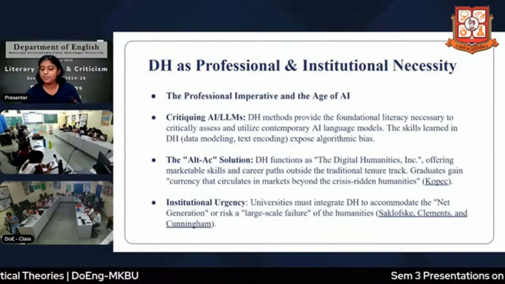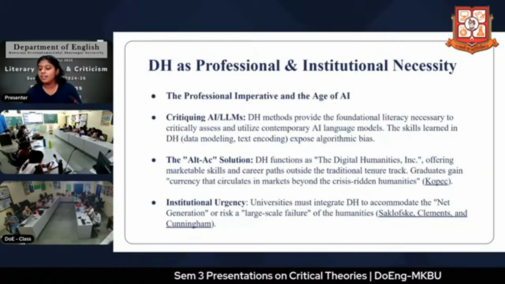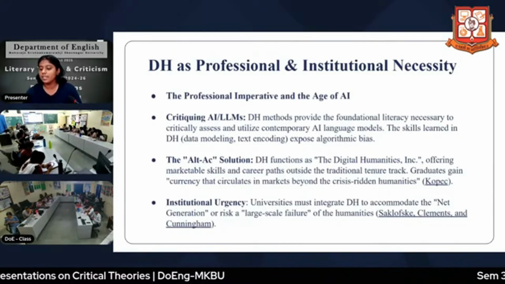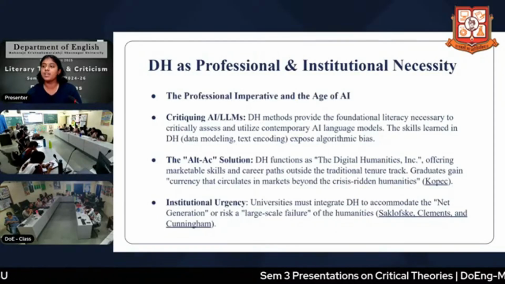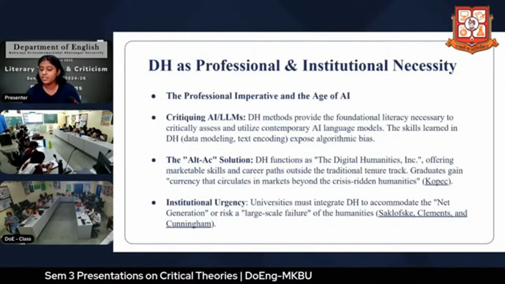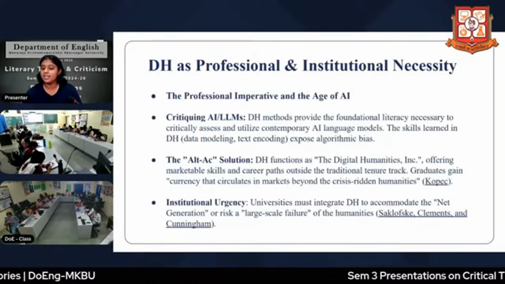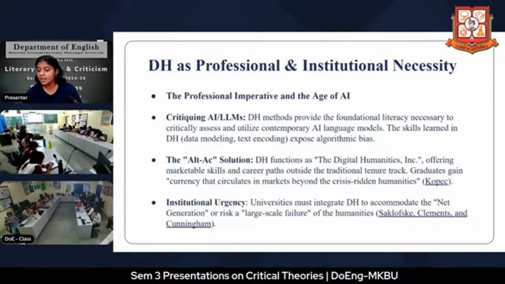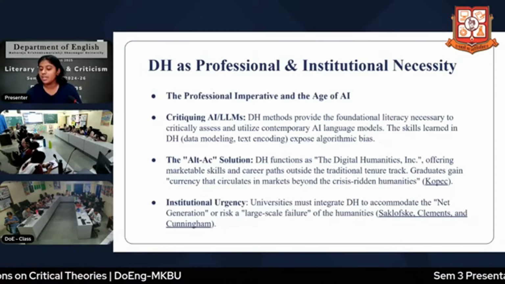Digital humanities as a professional and institutional necessity. In the age of AI, digital humanities methods are crucial. The skills in data modeling and tool critique are the same skills needed to ethically access contemporary LLMs. So in a struggling academic job market, digital humanities skills are the currency that circulates in the alternative academic professional world. And finally, there is an institutional urgency.